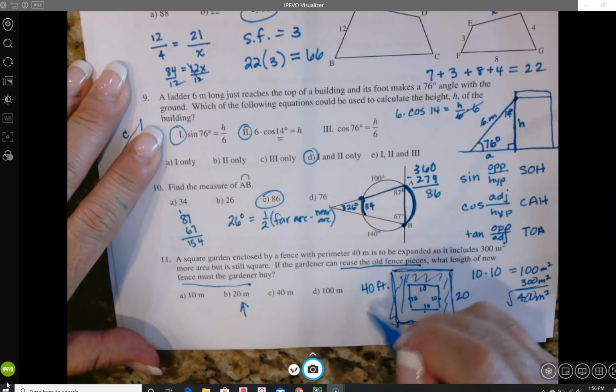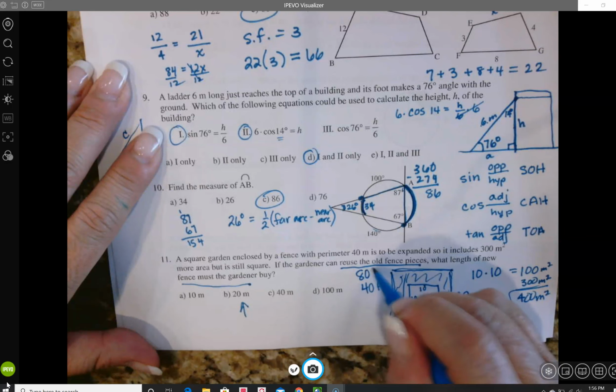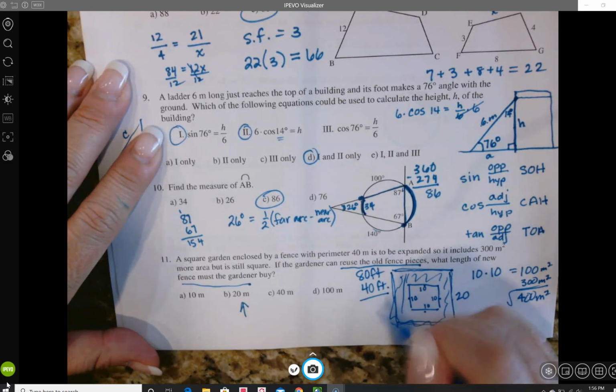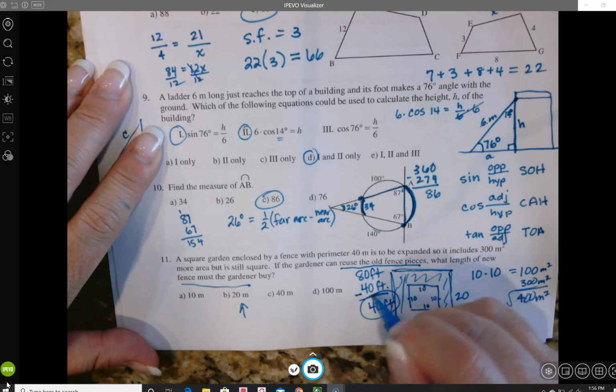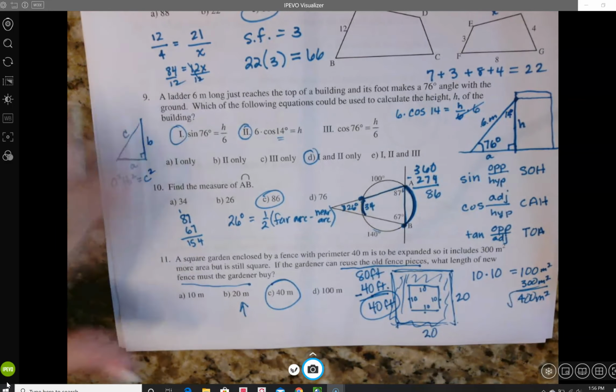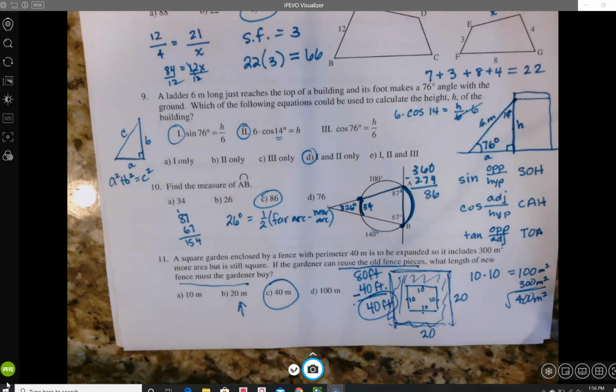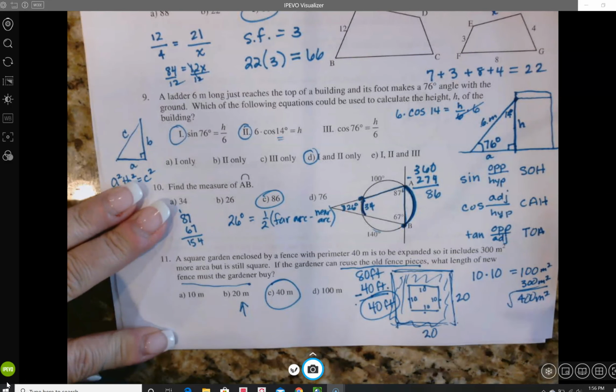The new garden is 80. And he's going to use the 40 he already had, so I'm going to subtract that. And he needs to buy 40 more. And these are not feet, these are meters. Sorry, I was using the wrong units there. But he needs to buy 40 more meters of fence to enclose his new garden.